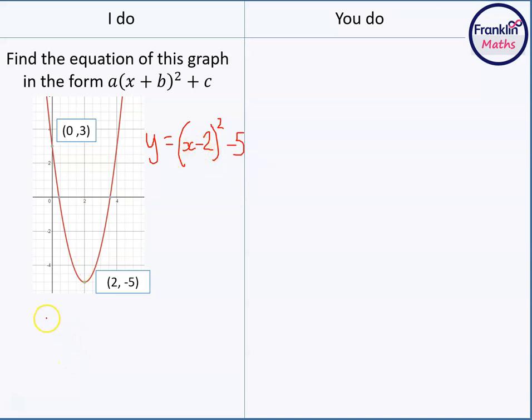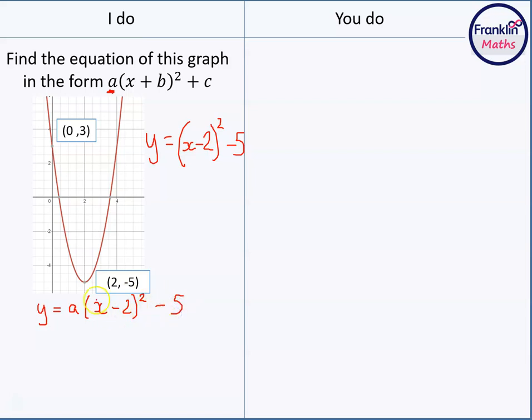So the first thing we have to do is write down this. Now notice it's that A there. The A stretches the graph, so it won't affect the vertex, but it will affect the y-intercept here, which is why we just need to be careful. So I am going to write the A in this time, and then now I can use the vertex. So it's a times x minus 2 squared minus 5.